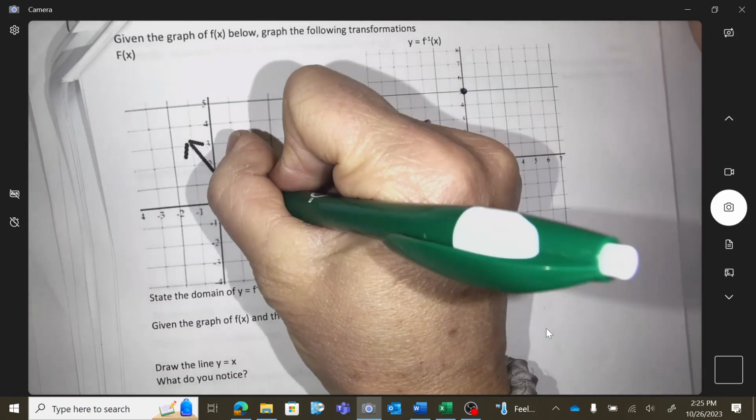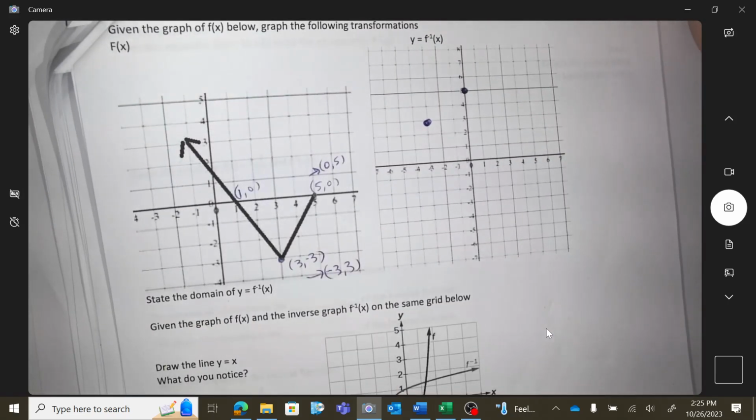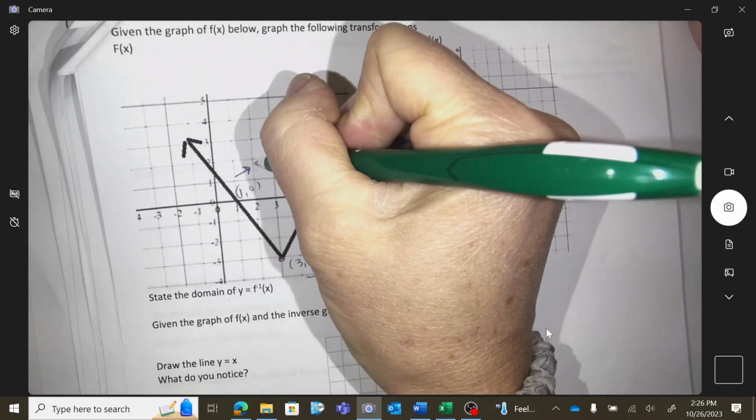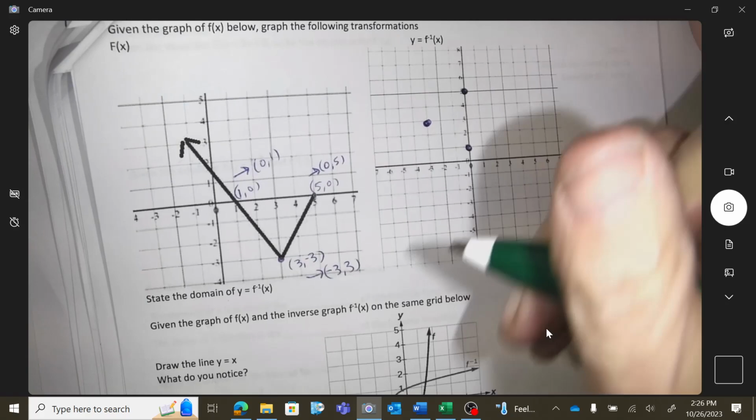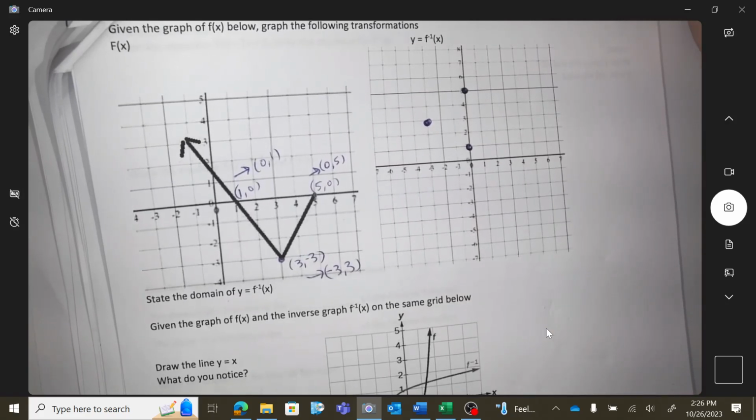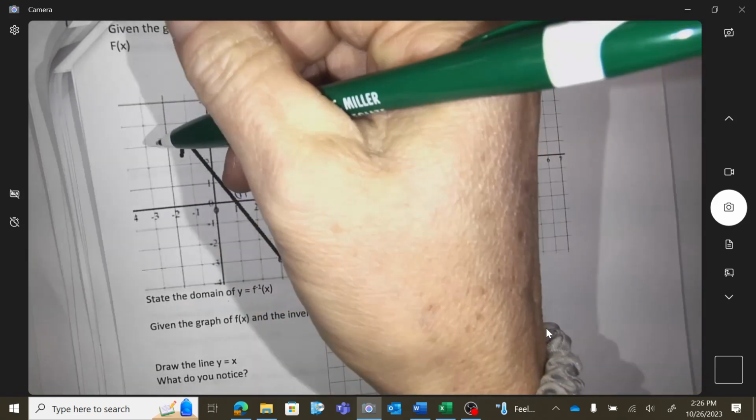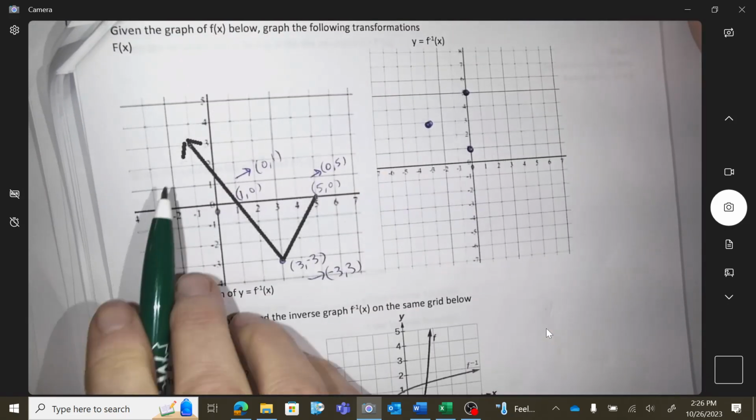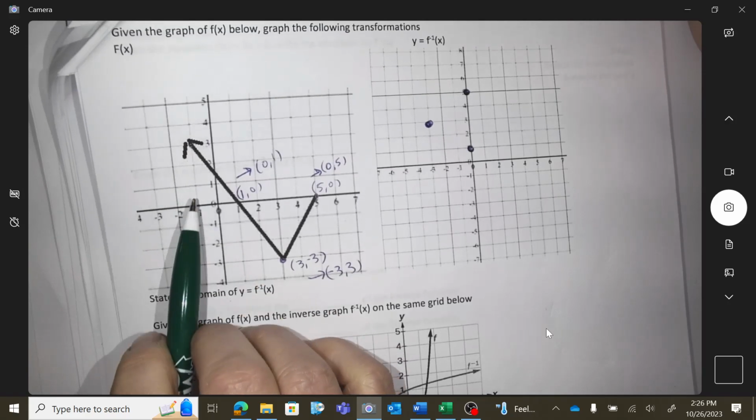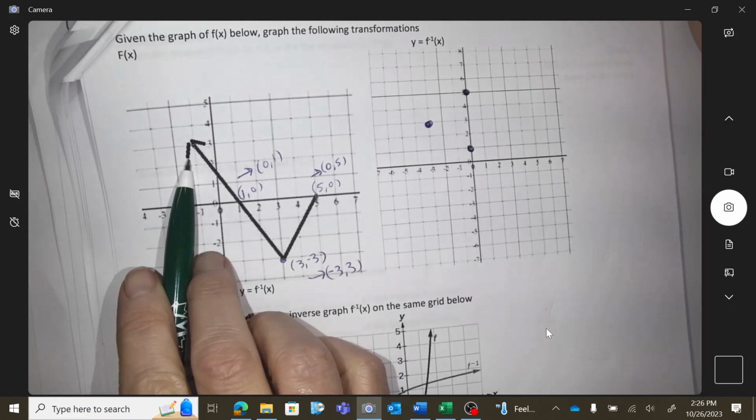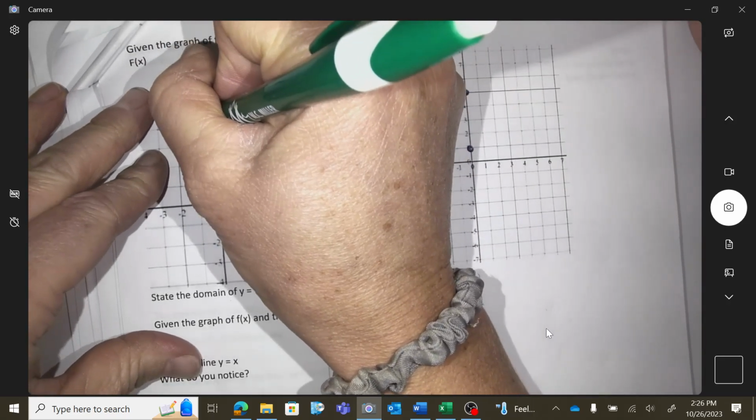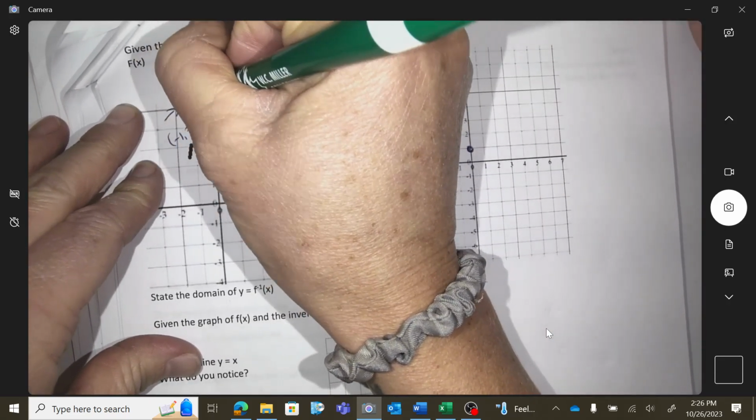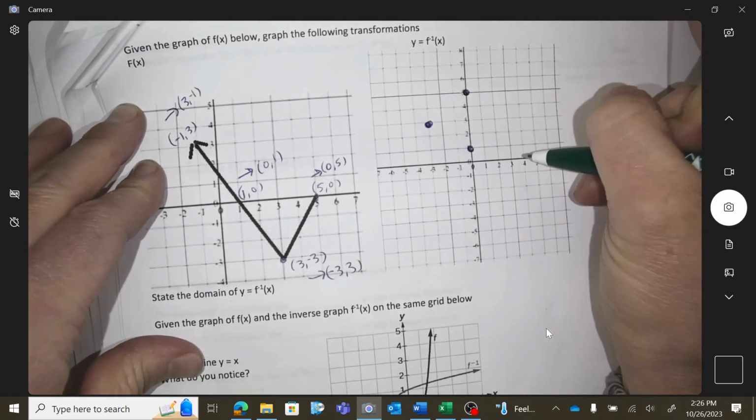Then I'm going to go with (1, 0), and when I move it, it will be (0, 1). And I'm going to take one more coordinate, right at the very end of the arrow there, I'm going to grab (-1, 3). So it will be (3, -1).